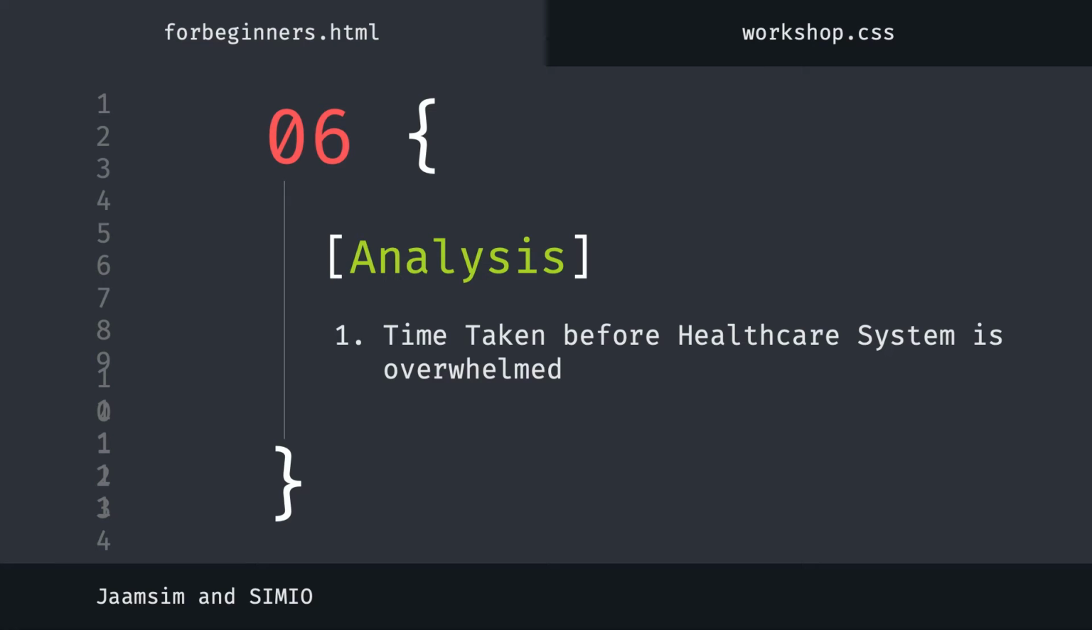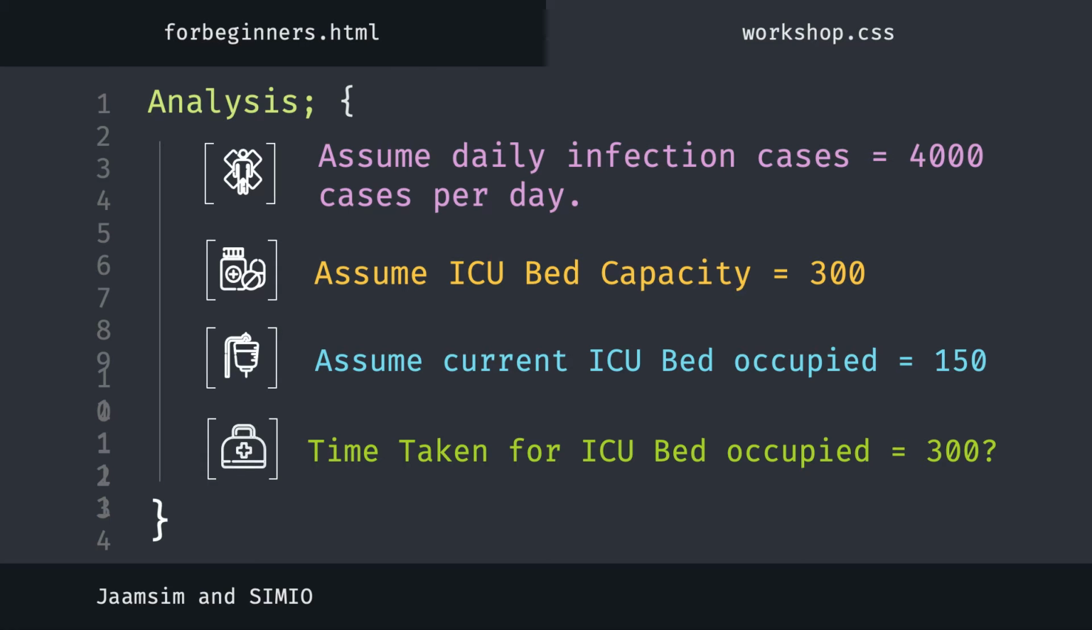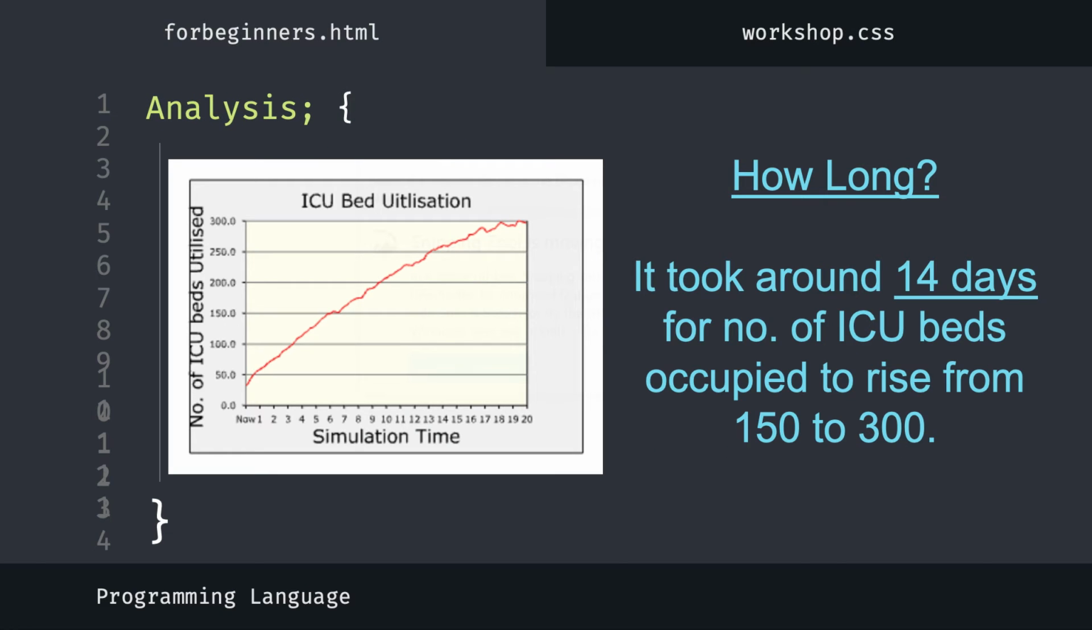I will talk about our analysis. First, the time taken before the healthcare system is overwhelmed. We assume that the daily infection cases is 4,000, the ICU bed capacity is 300, and the current ICU beds occupied is 150. We ask ourselves, what is the time taken for ICU bed occupancy to go from 150 to 300? Based on our model, it took around 14 days.